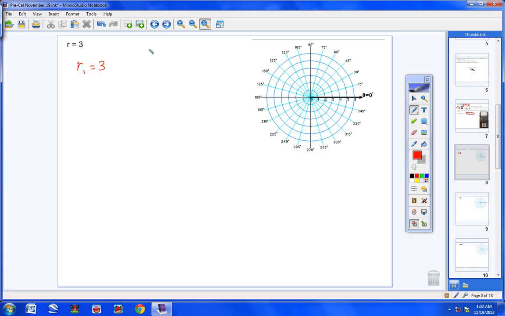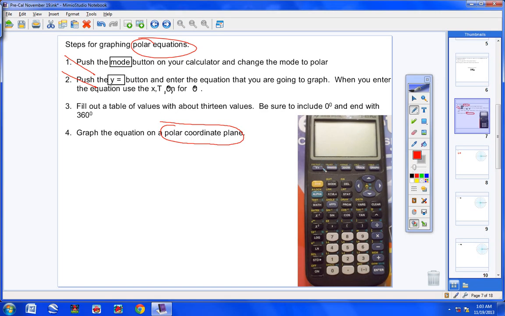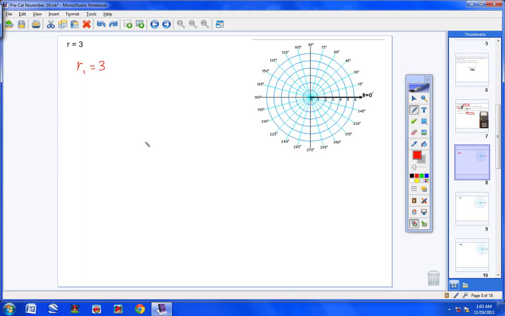Now, Chase and Matthew, if you'll go to your window button, and your window button is right here. When you push window, then you're going to see theta minimum and theta maximum. Well, obviously make your theta minimum what? I already told you, 0. And make your theta maximum what? 360. There we go. Pretty simple.